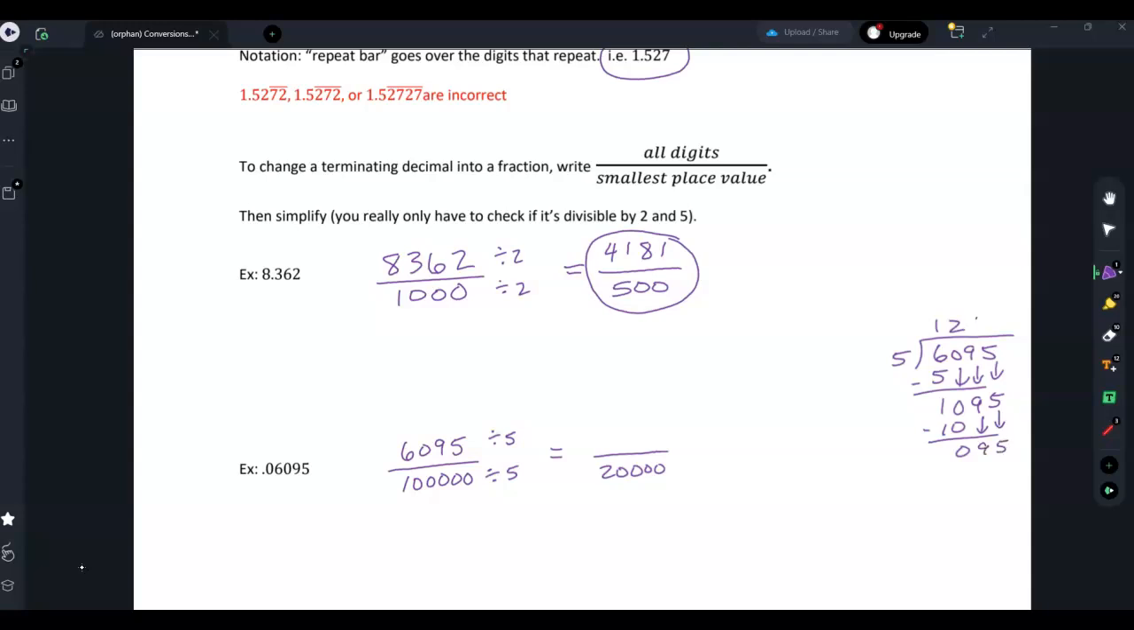5 will go into 9 once, 1 times 5 is 5. Subtract 9 minus 5, I get 4, bring the rest down. 5 goes into 45 9 times. 9 times 5 is 45. So that gives me a remainder of 0, and this is 1,219. Again, check and see, will 2 or 5 go again into either the numerator or the denominator evenly? Since the numerator ends in a 9, I know that neither a 2 nor a 5 would go into that. So that's my answer.